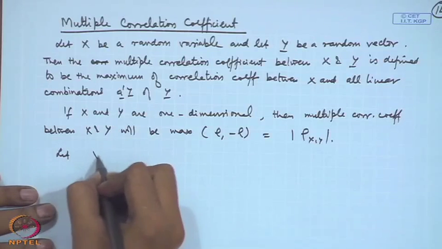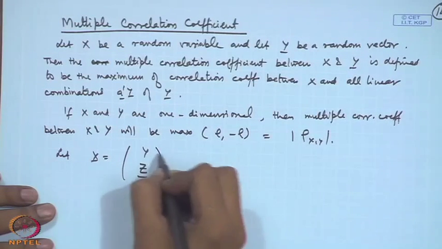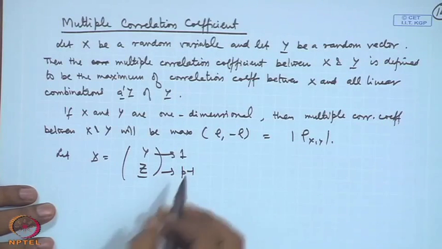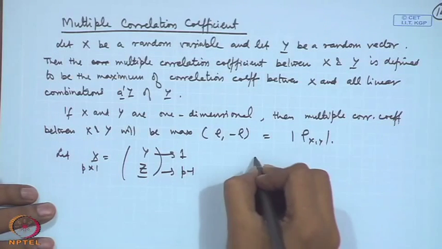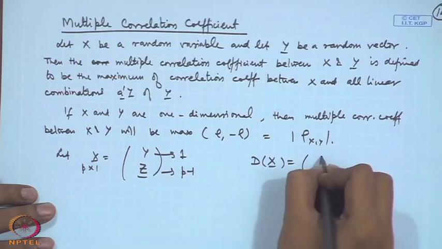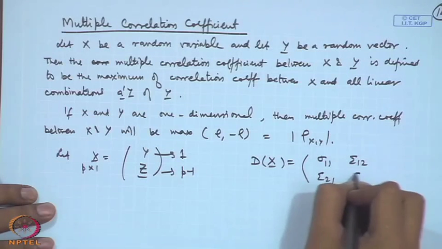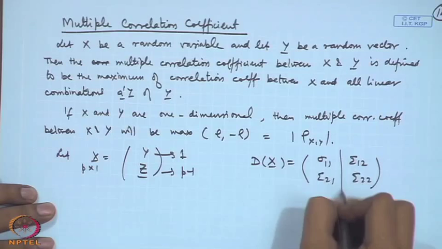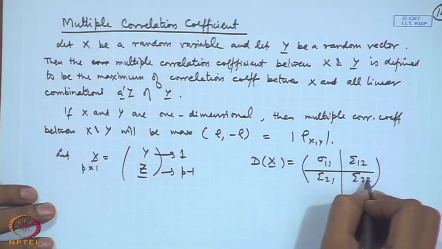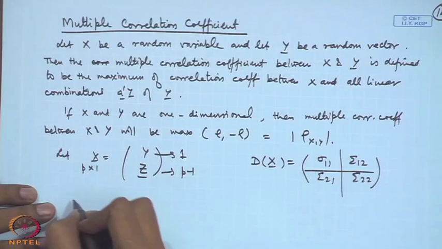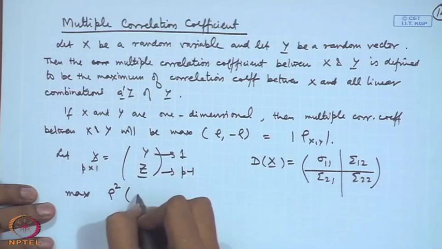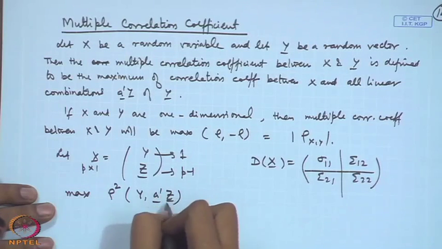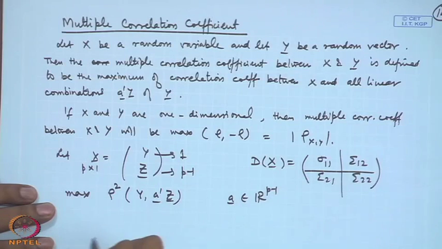Now, let us consider, say, x is equal to y and z. So, this is one dimensional and this is, say, p minus one dimensional. So, x is a p by 1 vector and we want to define the multiple correlation coefficient here. And we partition the dispersion matrix as sigma 1 1, sigma 1 2, sigma 2 1, sigma 2 2. So, this is here one dimensional scalar and this is p minus 1 dimensional. So, let us consider the maximum of the correlation coefficient, let us put a square here, between y and a prime z, where a is a p minus 1 dimensional vector. So, we want to maximize this with respect to a.